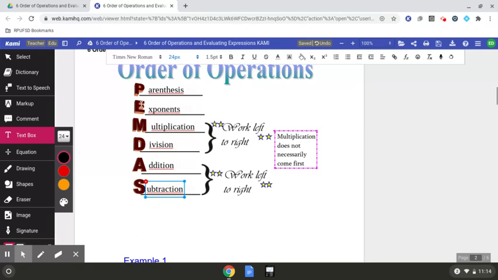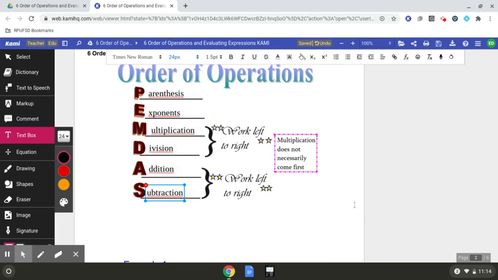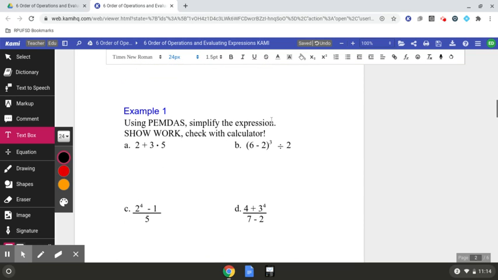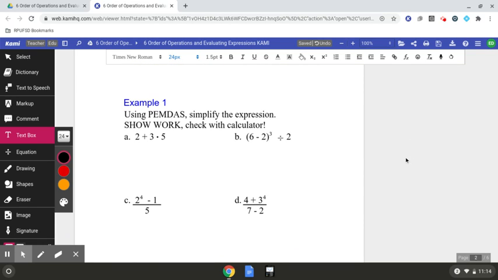So PEMDAS is what we're going to use. We are going to use our calculators a little bit, so if you don't have it with you, I would just pause and go grab it. We're going to check our work with the calculator today. Example 1 has 4 different questions, and it says, using PEMDAS, simplify the expression, show your work. I want to see the work, and then we're going to check it with the calculator.